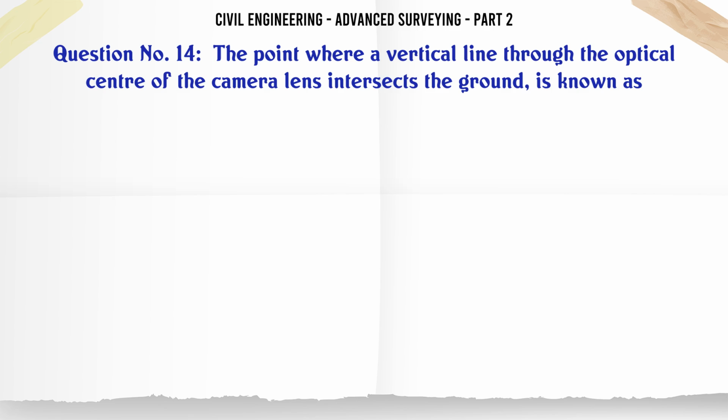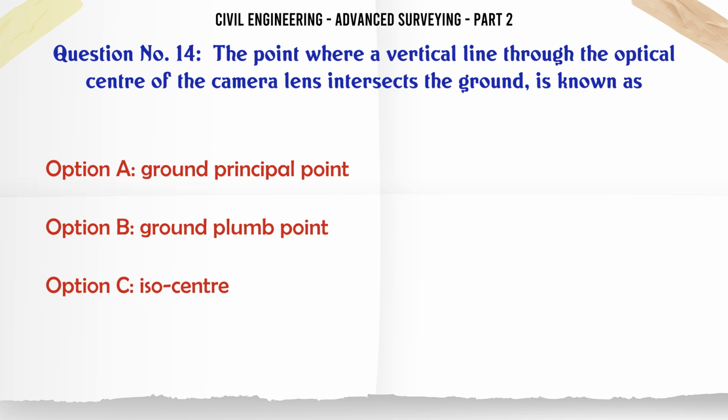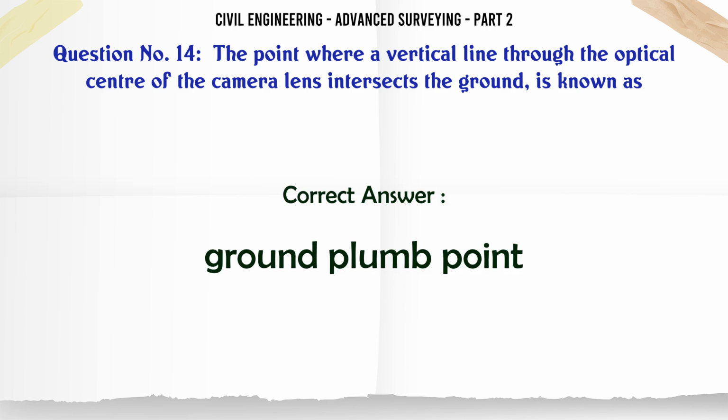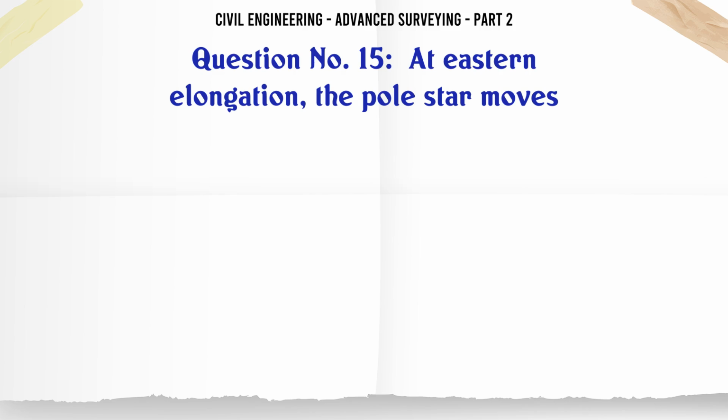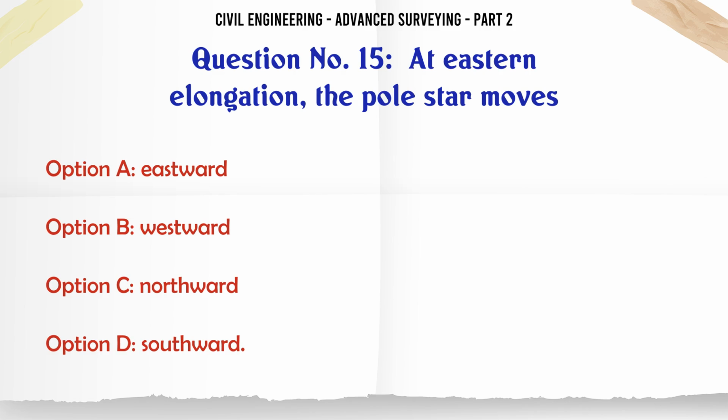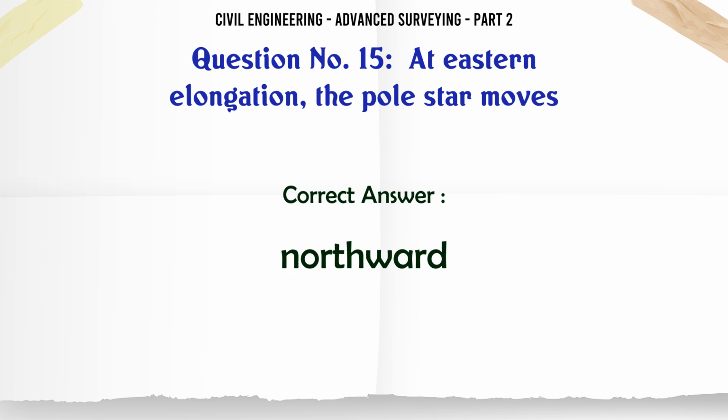The point where a vertical line through the optical center of the camera lens intersects the ground is known as: A. Ground principal point, B. Ground plumb point, C. Isocenter, D. Perspective center. The correct answer is ground plumb point. At eastern elongation the pole star moves: A. eastward, B. westward, C. northward, D. southward. The correct answer is northward.